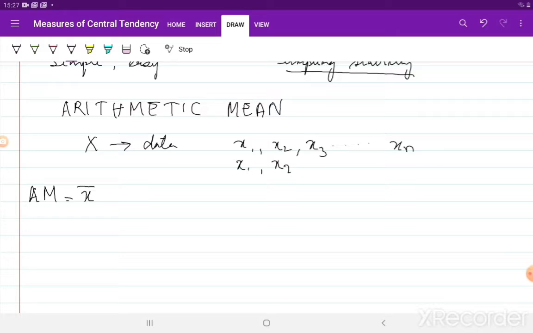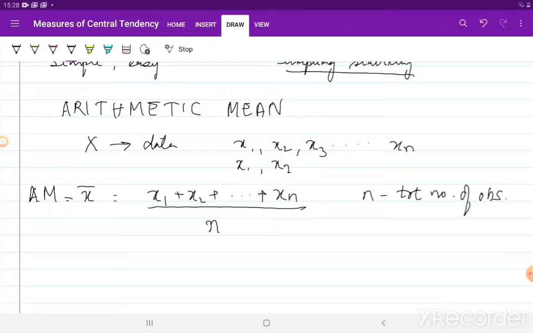So if your data is raw data in terms of x1, x2, x3, etc. till xn, then your arithmetic mean would be x1 plus x2, etc. plus xn whole divided by n, where n is your total number of observations, right, or total number of terms in the sample.